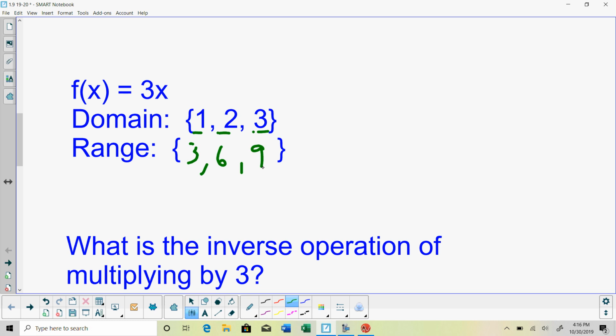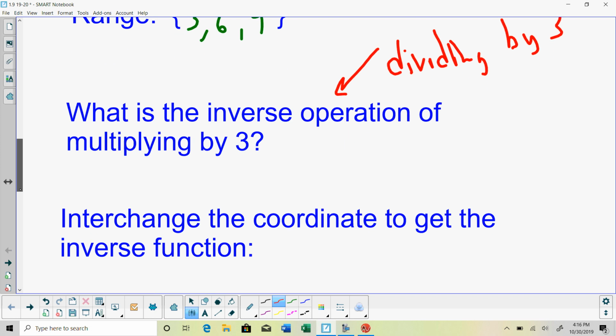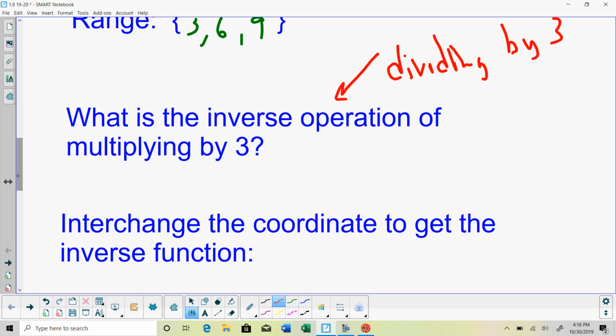So what is the inverse operation of multiplying by 3? Well, I'm hoping that you understand that the inverse operation of multiplying by 3 would be dividing by 3. Or you could say, I want to multiply by 1/3. That would be the same thing as dividing by 3. Okay, so if we interchange the coordinates, we will get the inverse function.